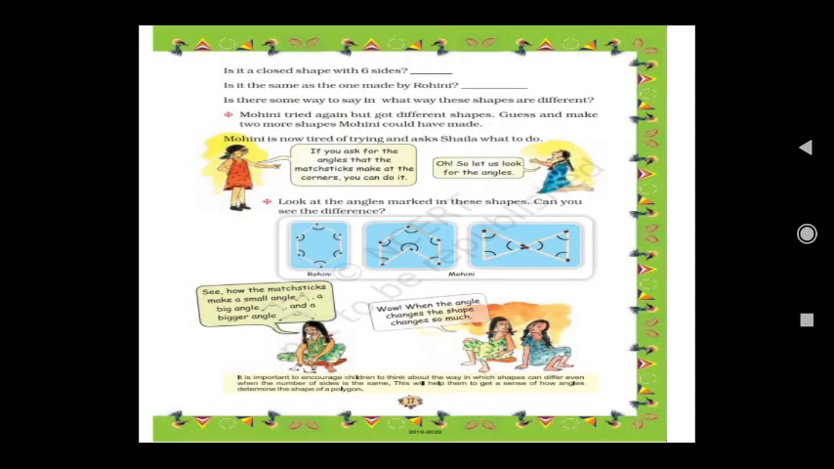Here also look at the angle marked in this shape. Can you see the difference? Yes, there is a difference. See, in a smaller shape you will get a smaller angle. See how the matchsticks make a small angle and a big angle. So you can make a small angle and also a big angle using this.